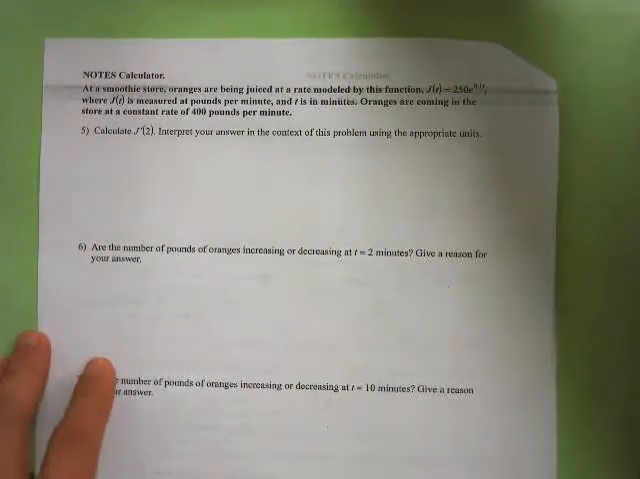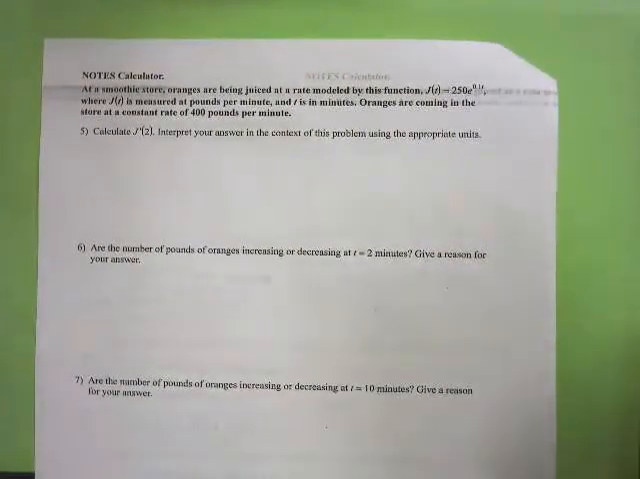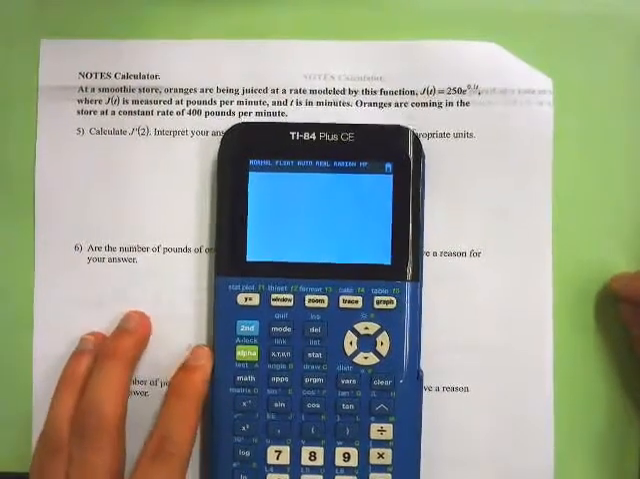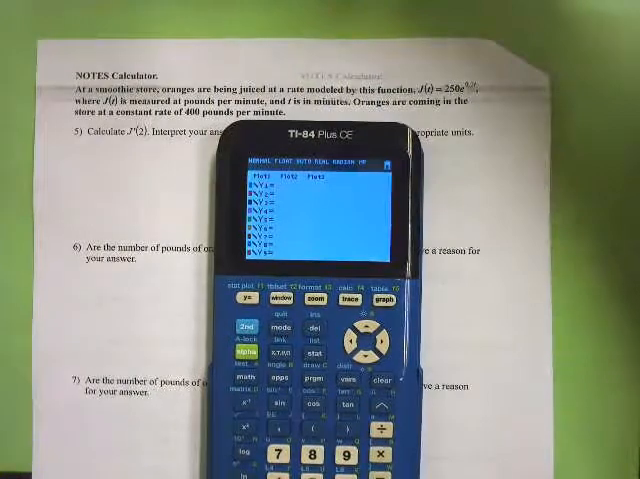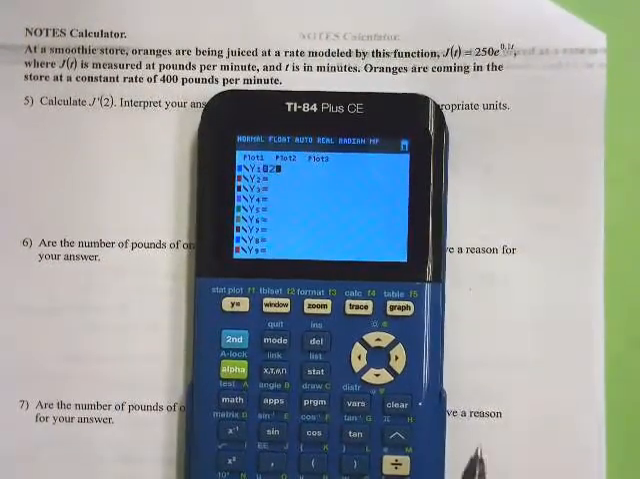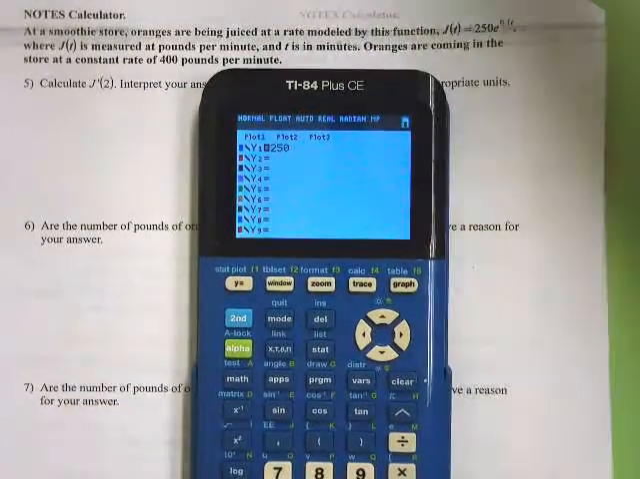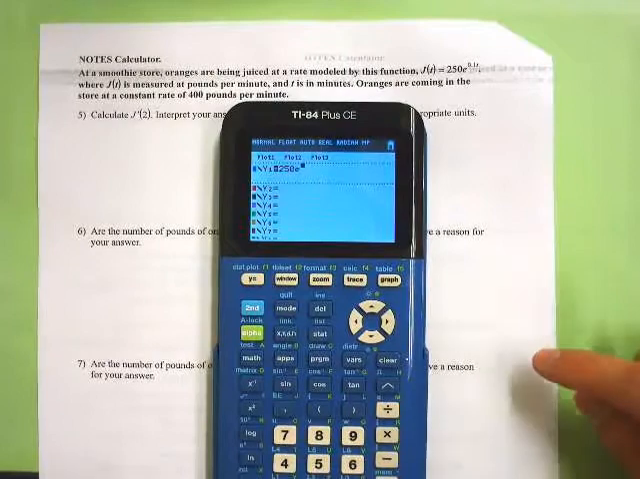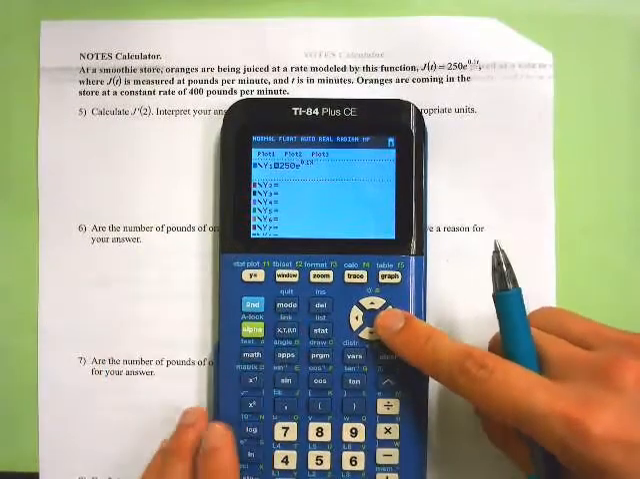Anyway, whether it's realistic or not, we can still do the calculus. Calculate J prime of 2. You will not be doing this by hand. You guys tell me what to press right now. Let's press Y equals, and plug in our J of t: 250, e to the power, second natural log, 0.1x.